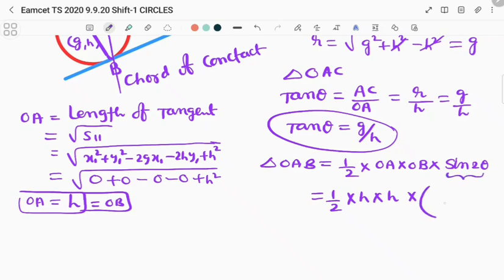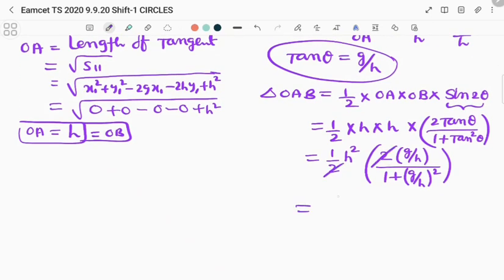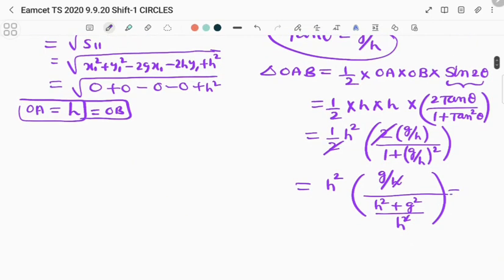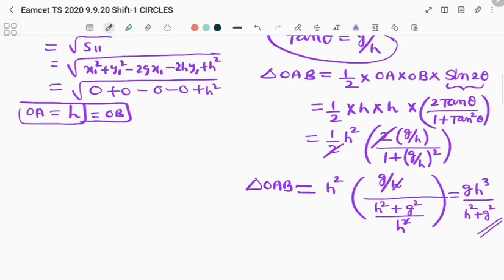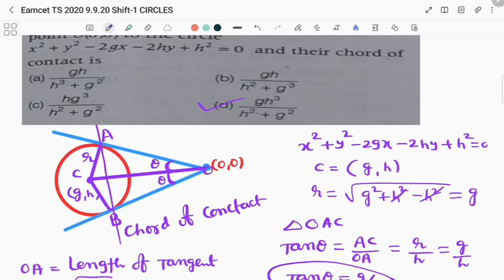So sin 2 theta in terms of tan theta is 2 tan theta by 1 plus tan square theta, dear students. So substitute: 1 by 2 into h square, into 2 into g by h, by 1 plus (g by h) whole square. If you simplify this, 2 gets cancelled, h square into g by h, by h square plus g square divided by h square. One of the h cancels, and the denominator becomes the numerator. So h cube into g, so g h cube divided by h square plus g square. Therefore the triangle area OAB is g h cube by h square plus g square. It is there in which option? g h cube by h square plus g square.